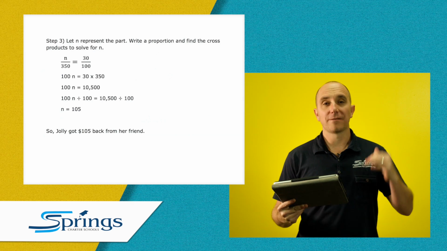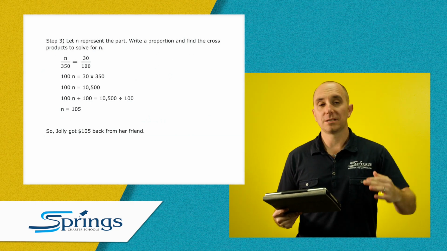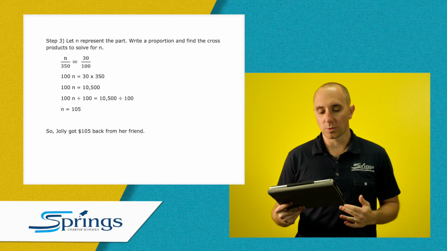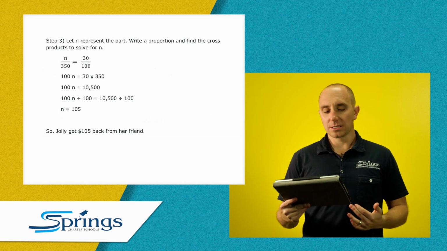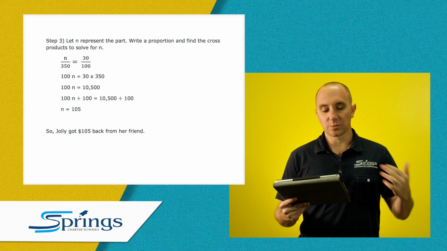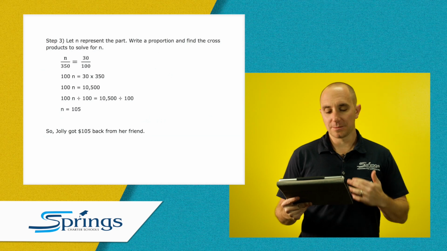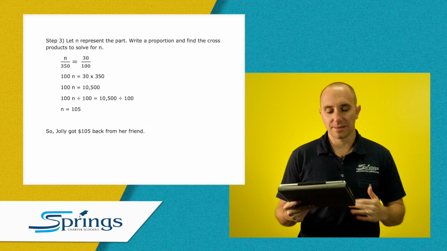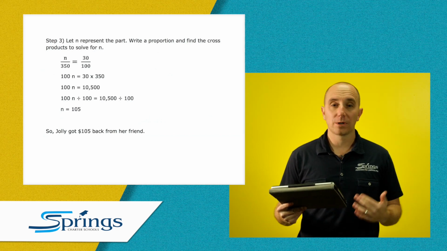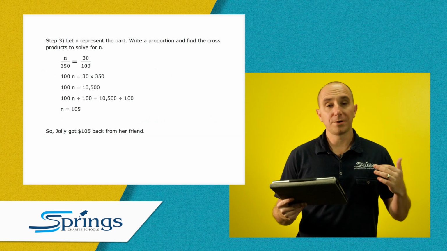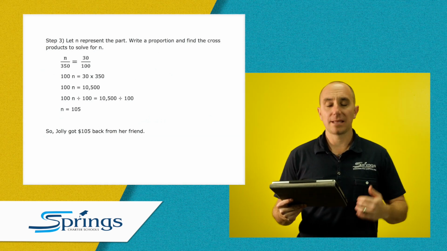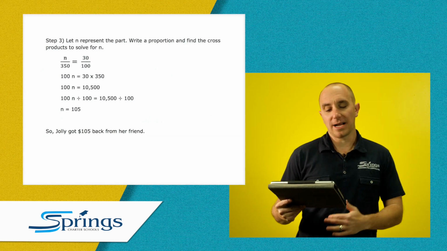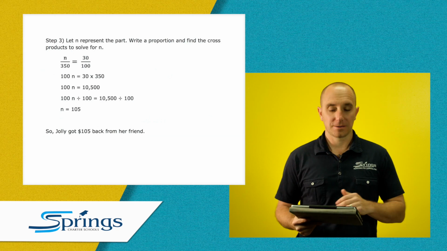All right, so this time we have n over 350, so our missing variable over the total is equal to 30% essentially, so 30 over 100. Now we're going to use cross products, so we have 100 times n is 100n, and then 30 times 350 is 10,500. So now we have 100n is equal to 10,500, and now we're going to divide out 100 just like we've been doing. So 100n divided by 100 is n, and 10,500 divided by 100 is 105. So she got back $105 from her friend.